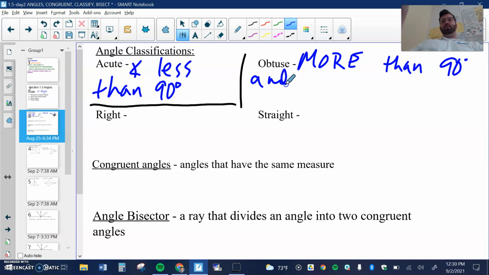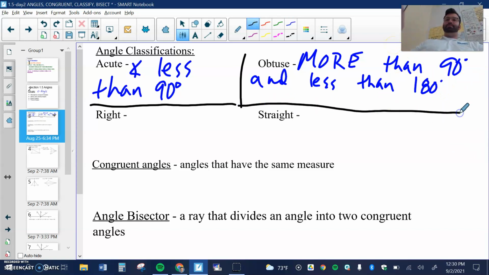and less than 180. Sometimes on these degree symbols, I just put a dot. That's good enough for me. Okay. A right angle you've seen for sure. It's a 90-degree angle. Notice how I'm using the angle symbol instead of writing the whole word out.